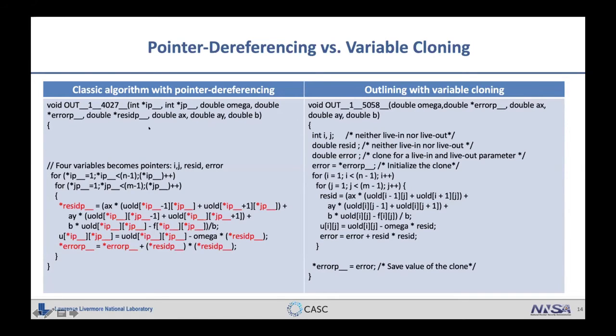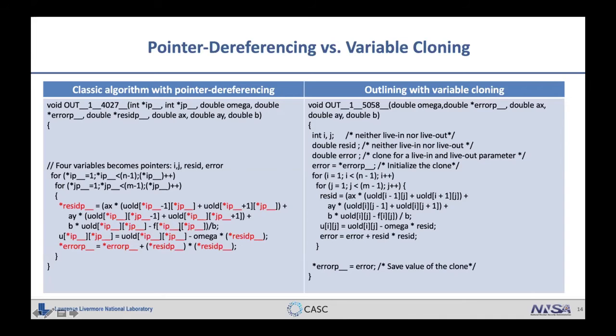As you can see on the left side, this is a piece of outlined function generated using some classic algorithm. The first thing you should notice is that there are roughly 8 parameters passed into this outlined function. On the other hand, this is the code generated by our outliner. We reduced the number of variables to only 5, because we applied quite some program analysis to really figure out what variables should really be passed into this outlined function.